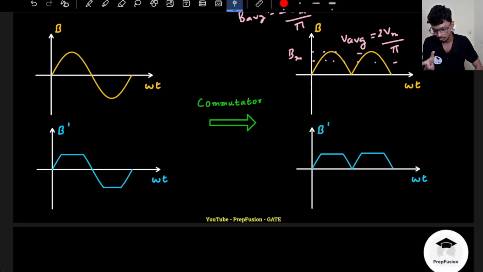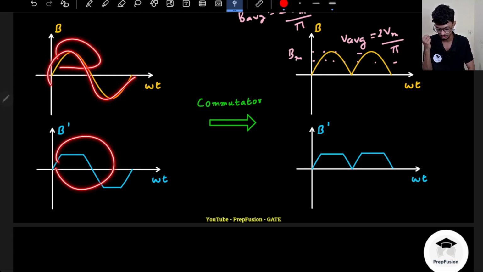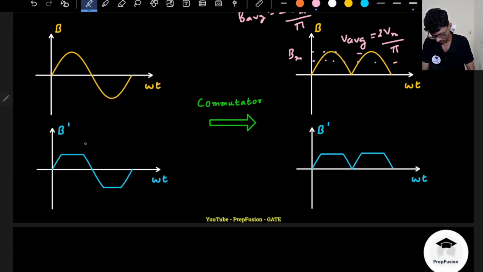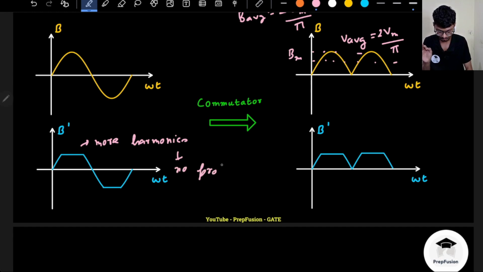Now a few students might have a doubt: sir, here there are more harmonics, while it is purely sinusoidal there. But is it a problem? Do I really care about harmonics right now? We cared about harmonics when we wanted our output to be purely sinusoidal. But do I want my output to be purely sinusoidal? No, I want my output to be DC. So no problem.